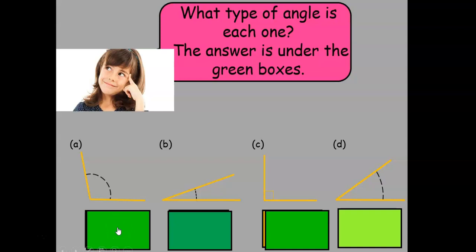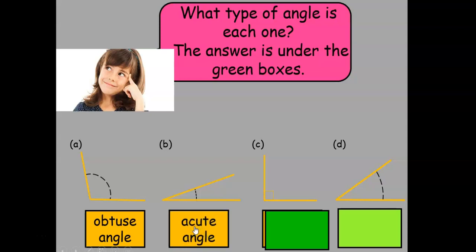I'll count you down. 3, 2, 1, and the answer is an obtuse angle, because this angle is greater than 90 degrees but less than 180 degrees. Let's try another one. Are you ready? 3, 2, 1, and it's an acute angle. Yes, there it is. It's an acute angle because it is less than 90 degrees. There you go. Nice little small cute angle.